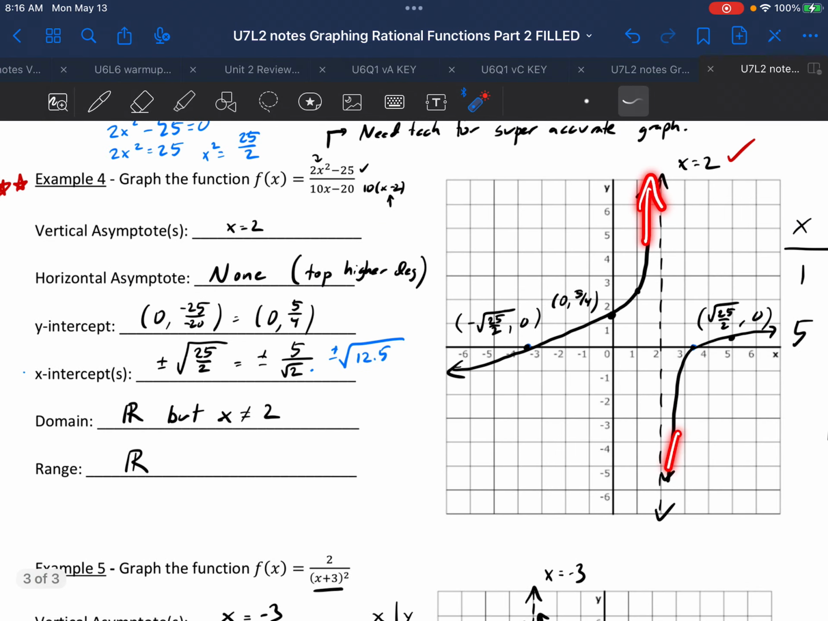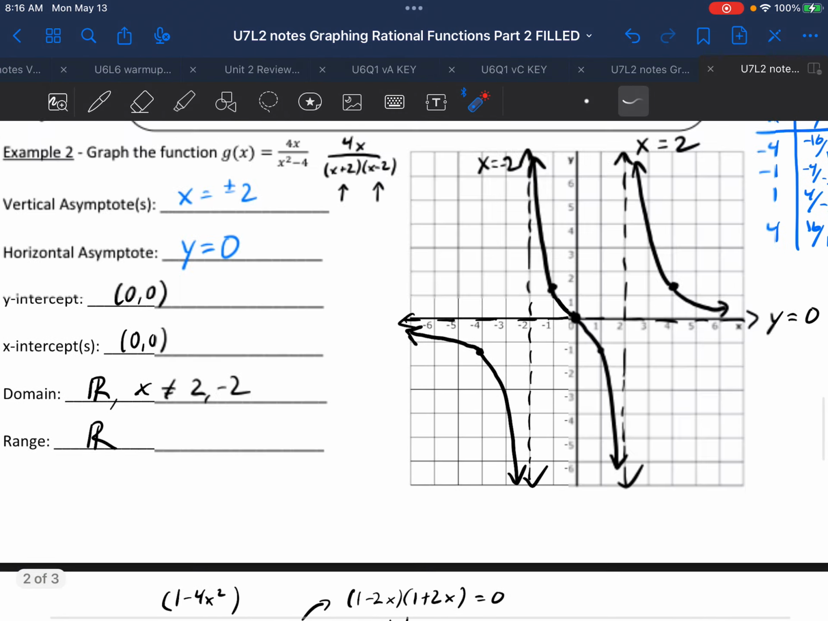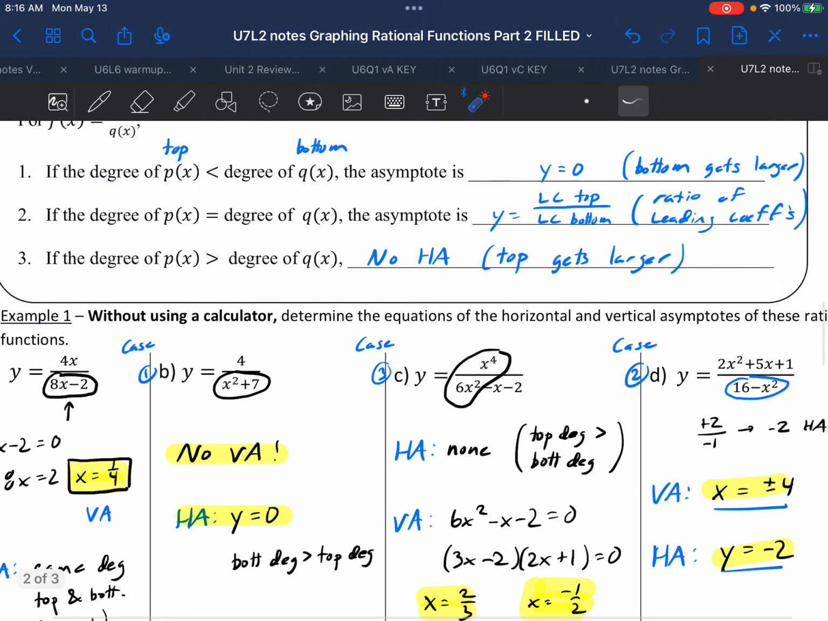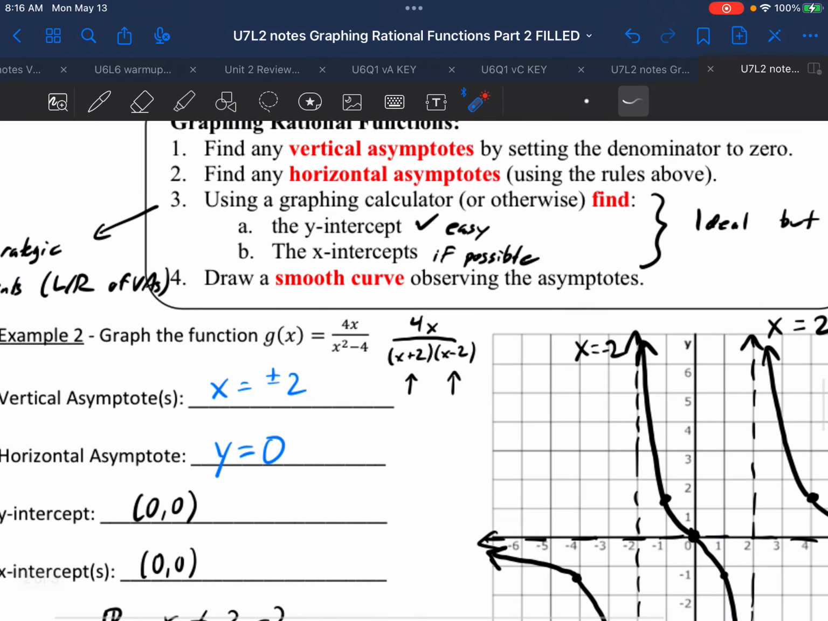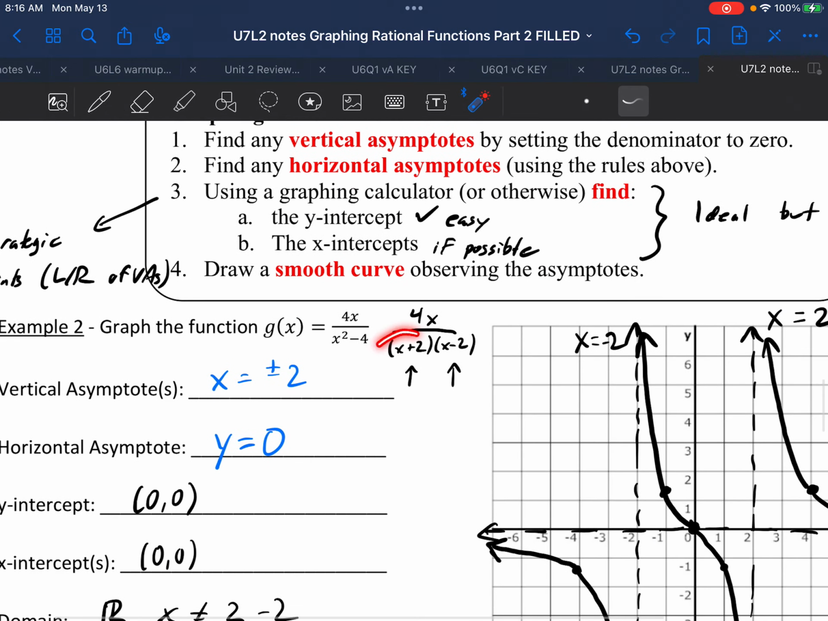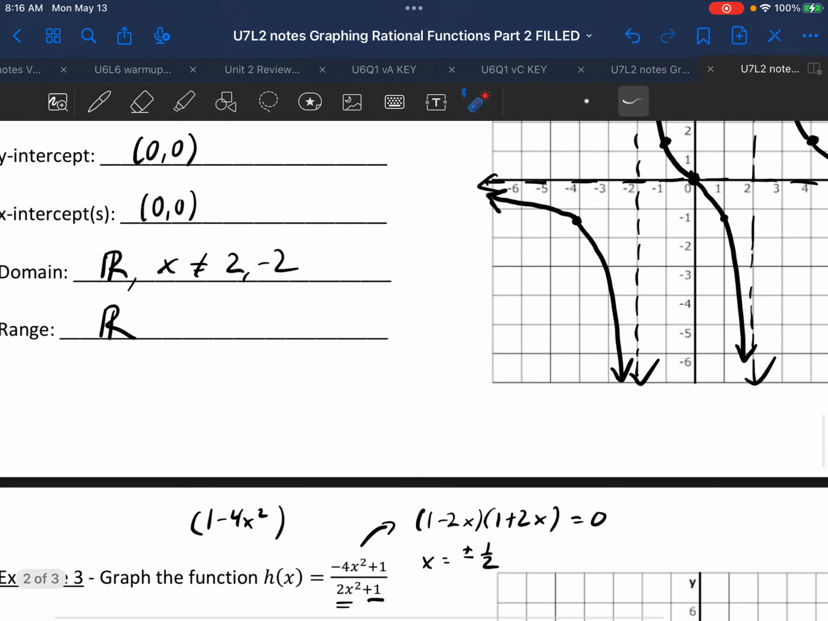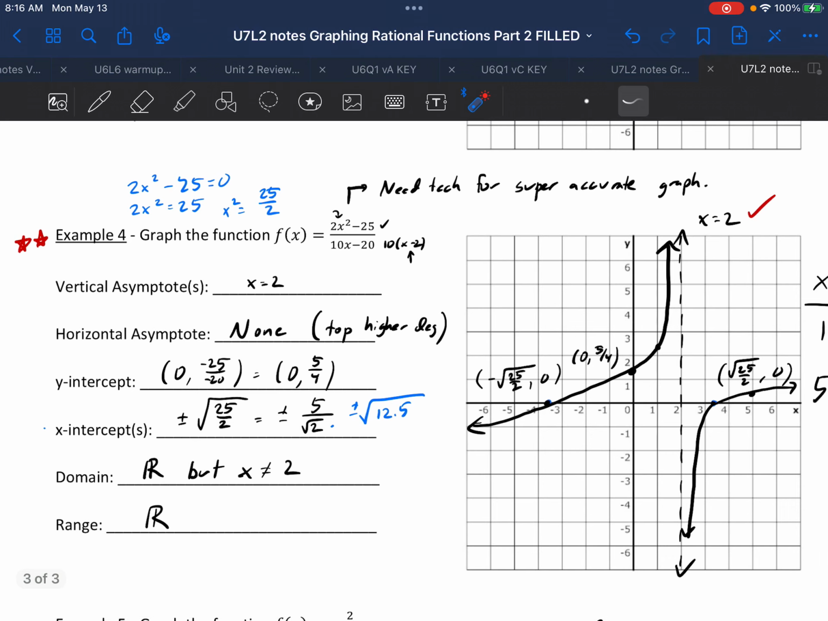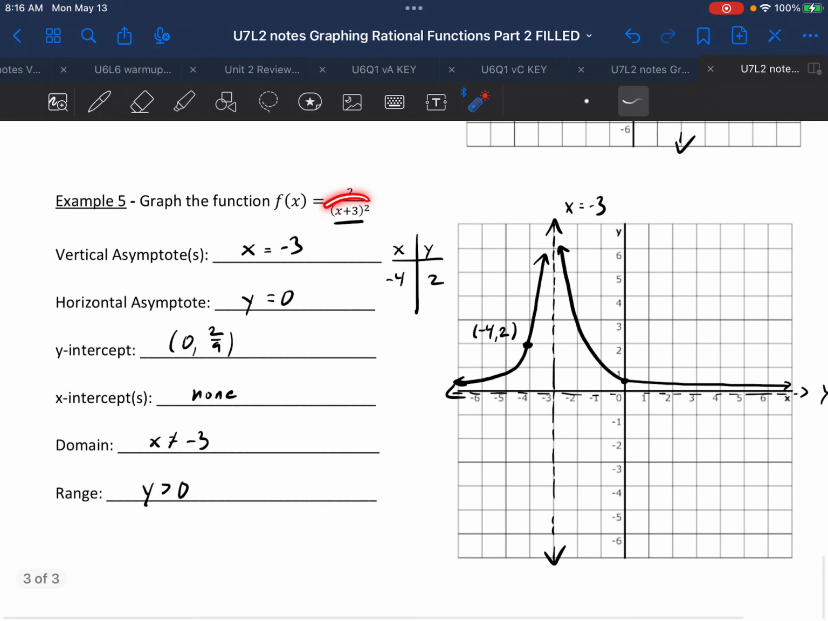That doesn't happen here. And this one, it doesn't happen here. It only happens because look, here we had 2 separate factors, each raised to the first power. Here we had 1 factor, raised to the first power. In this case, when you have a factor in the denominator raised to an even power, you're going to have the same behavior at the vertical asymptote.